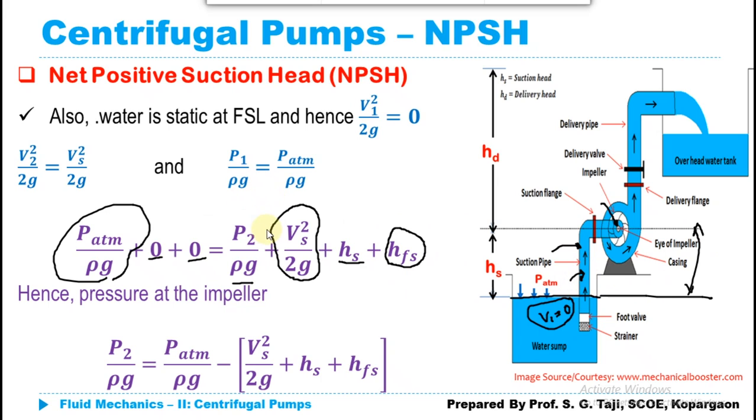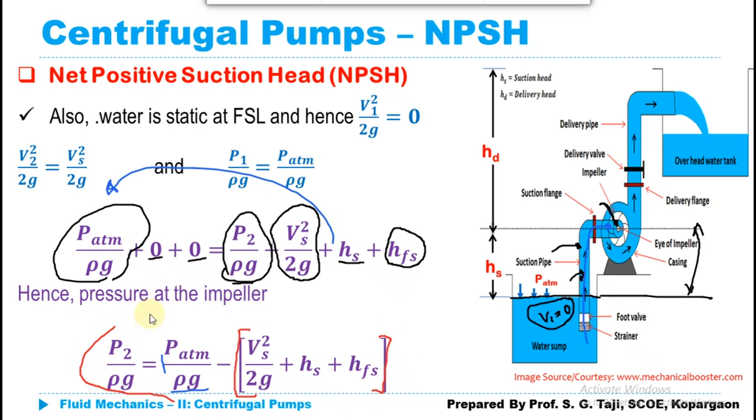So if I want to compute the pressure required at the eye of the impeller, I need to find P2 upon rho g. If I write this expression where my liquid is flowing from section 1 to section 2, then P2 upon rho g will be equal to, taking all the expression to this side, P atmospheric upon rho g minus, in brackets, Vs square upon 2g plus Hs plus Hfs.